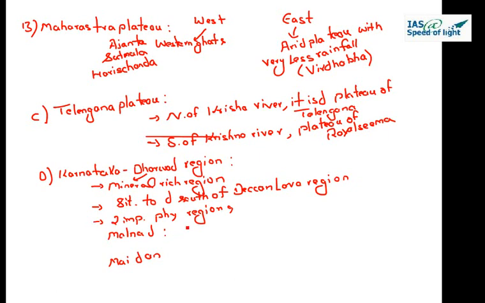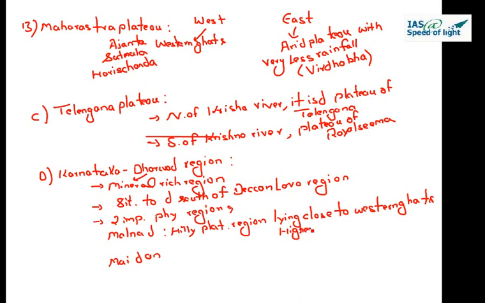Malnad, it is the hilly and the dissected plateau varying about 30 kilometers in width, which is lying closer to the Western Ghats. So you can write: hilly plateau region lying close to Western Ghats. The highest hill is Baba Budan group.